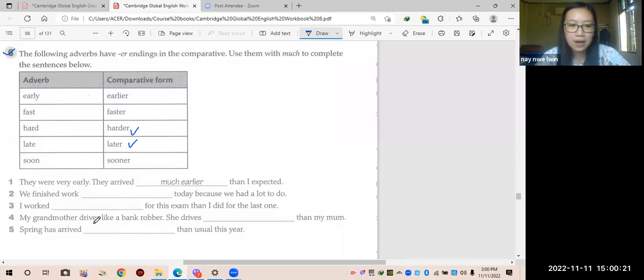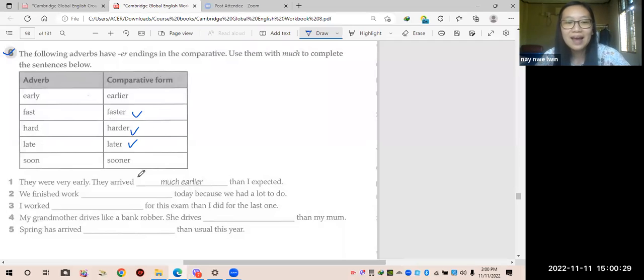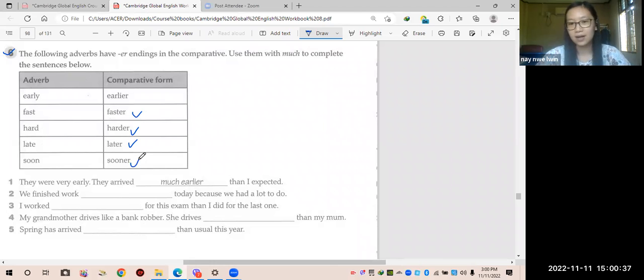My grandmother drives like a Land Rover, and she drives much faster than my mom. And the last one, spring has arrived much sooner than usual this year. Correct.